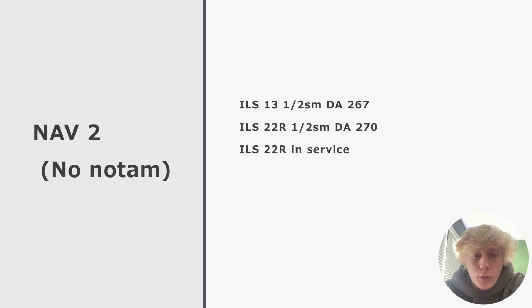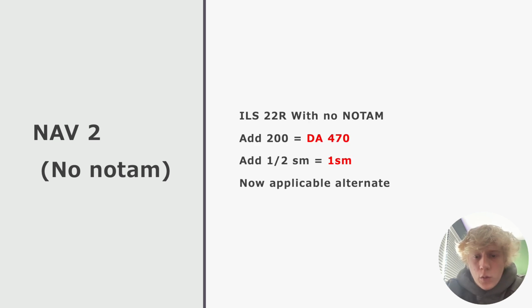We have the ILS 13 with half a statute mile of visibility, DA being 267, the ILS 22 right, half a statute mile visibility, DA 270, and then the ILS 22 right here will be in service, and that's what we're going to be looking at right now. So now we're going to look at that rule one more time here, NAV2, no NOTAM. We're going to add 200 to that DA, making it 470, add that half a statute mile. So now we're at 1 statute mile, and now this is an applicable alternate that we can use along the route.